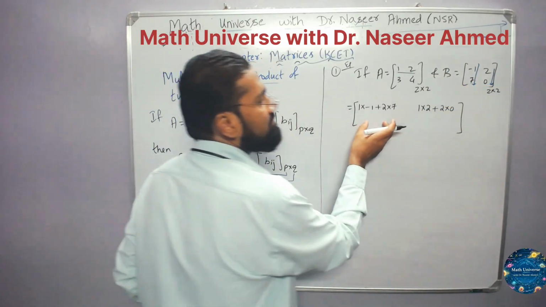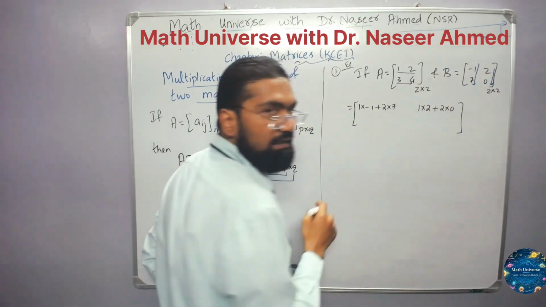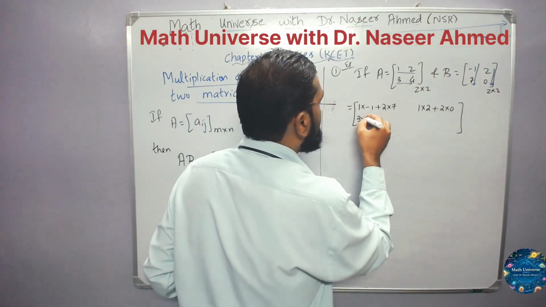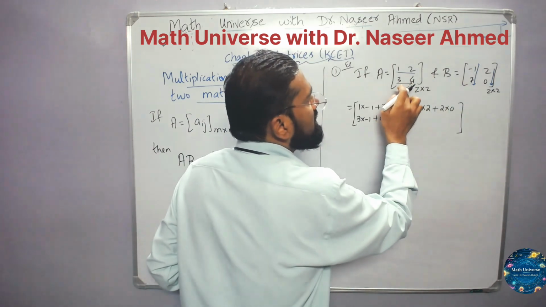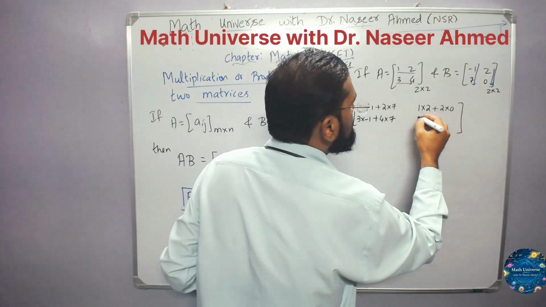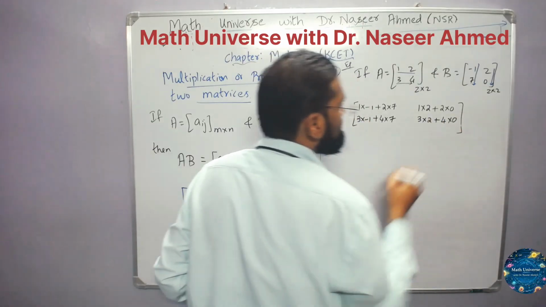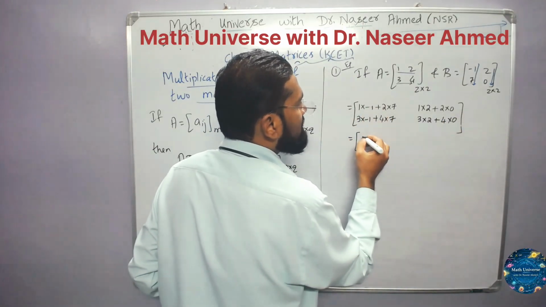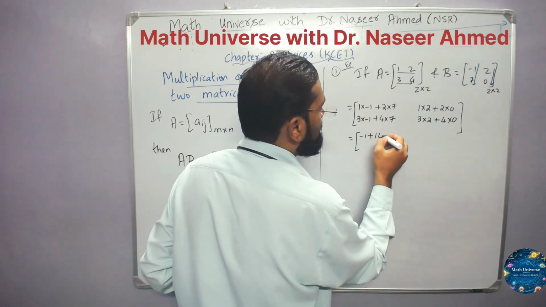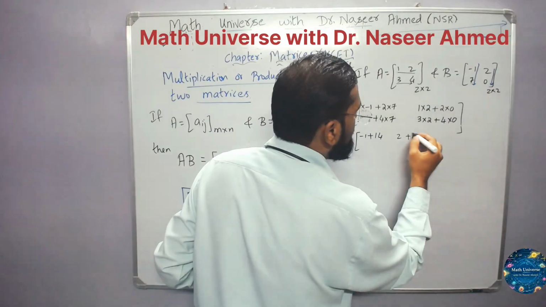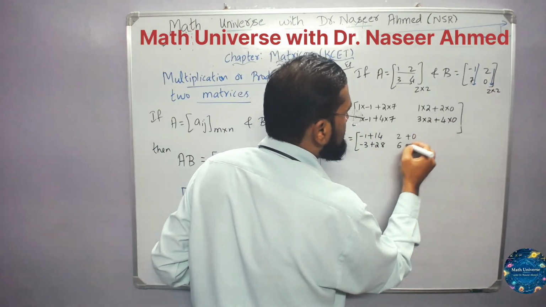Similarly, this particular location is the second row, first column. You are multiplying the second row with the first column, so 3 into -1, then plus 4 into 7. Similarly, second row, second column: 3 into 2 plus 4 into 0. Now 1 into -1 is -1, then plus 2 into 7 is 14. 1 into 2 is 2. 2 into 0 is 0. 3 into -1 is -3. 7 fours are 28. 3 into 2 is 6, plus 4 into 0 is 0.